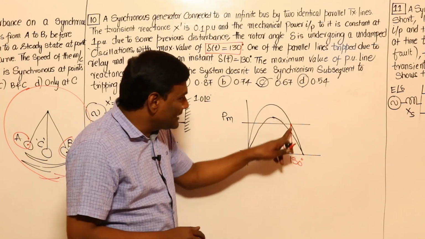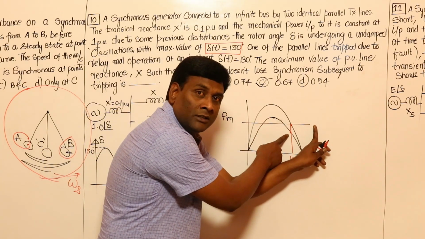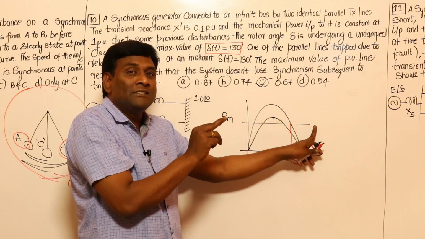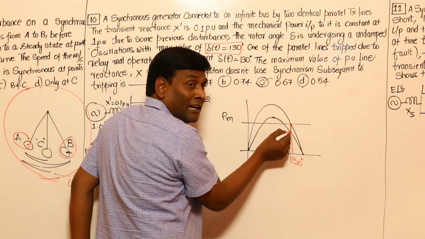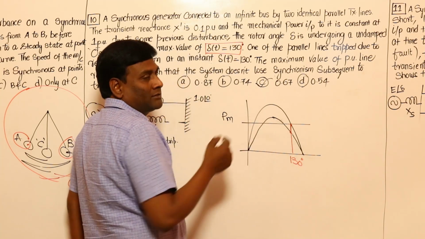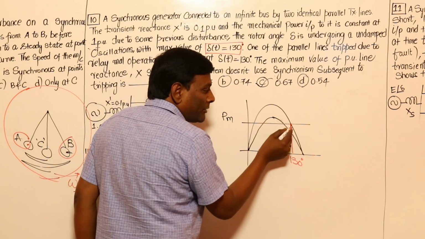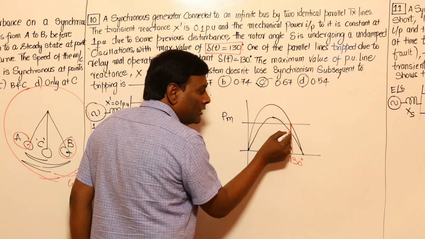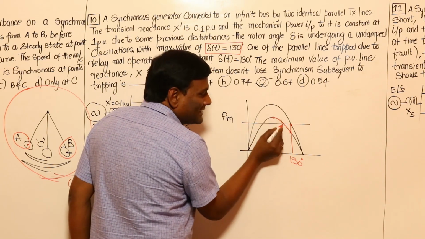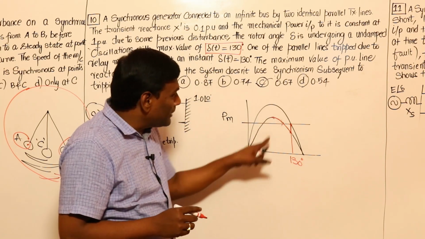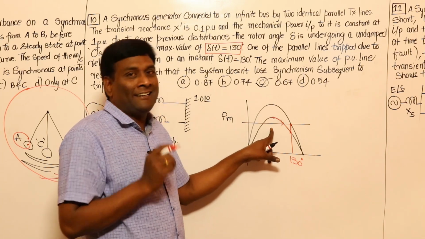Now once it comes down, mechanical power is more, electrical power is less, and that is going to be acceleration. So this is going to be accelerating power, from here to here. Because of that, it will try to go like this. Now once I cross this, what is happening? Electrical power is more, mechanical power is less, so it is going to be decelerating.